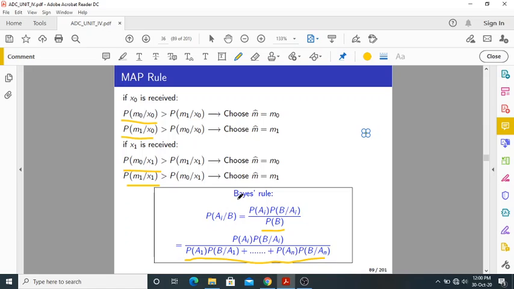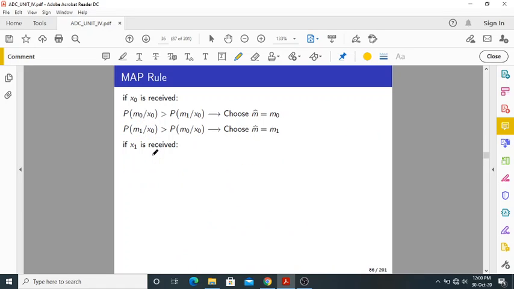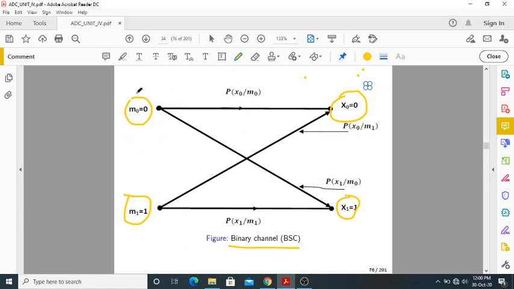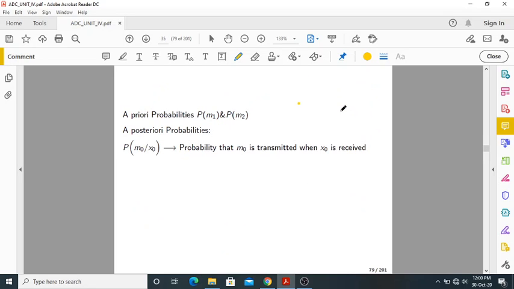Now my aim is to find out the a posteriori probabilities, which I don't know. But what I know, you should very cleverly calculate. What I know are the a priori probabilities, meaning I know P of m0 and P of m1. I know the transitional probabilities: P of x0 given m0, P of x0 given m1, P of x1 given m0, and so on. By using these two, we have to find out the a posteriori probabilities by using Bayes theorem.